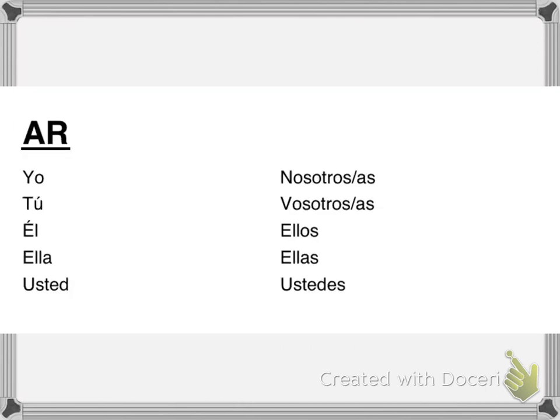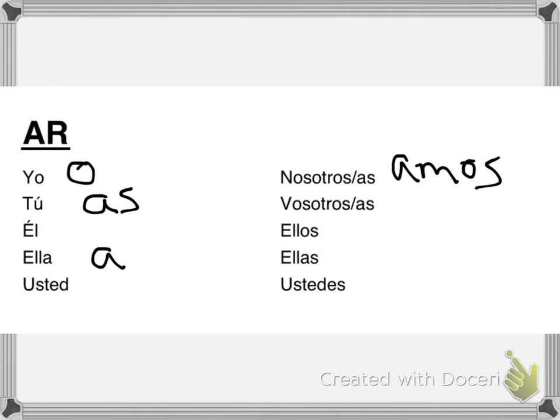So let's first start with our AR verb endings. Okay? For yo, in any AR verb, you are going to use the letter O as the verb ending. For tú, you are going to use the letters AS. For él, ella, and usted, you are going to use the letter A. For nosotros, you will use AMOS. For vosotros, you will use A with an accent, IS. And for ellos, ellas, and ustedes, you will use AN.